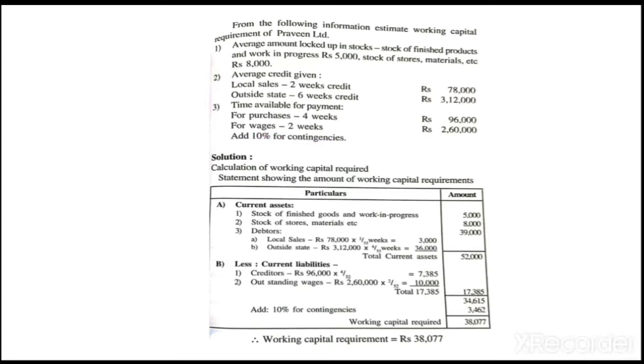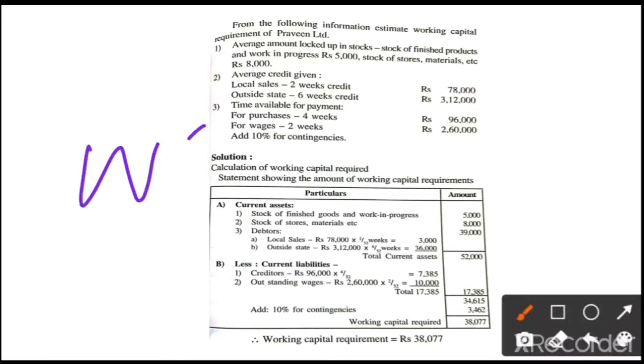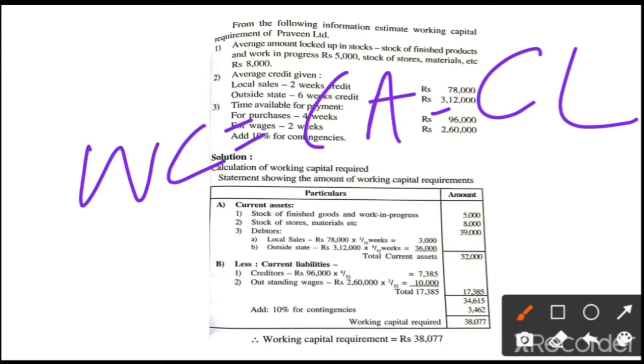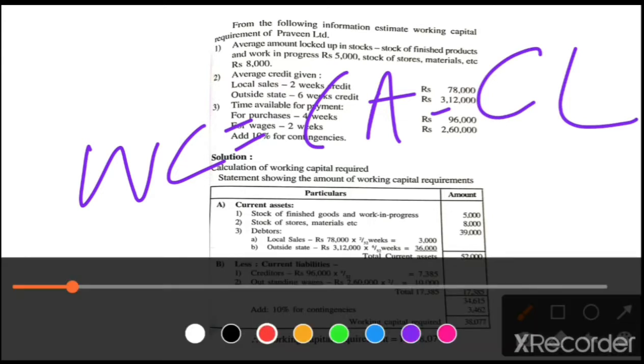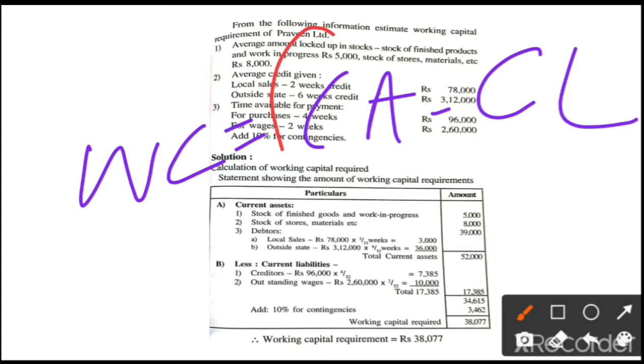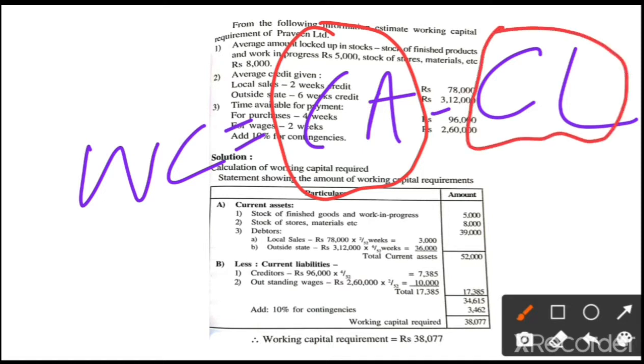And the most important technique I will tell you, dear students: problems on working capital are very easy, but the most important thing is understanding. Basically, working capital is equal to current assets minus current liabilities. From the given information, identification of current assets is very important. First you have to identify the current assets, and in the same way identify the current liabilities. Once we identify them, the calculation of working capital is very simple.